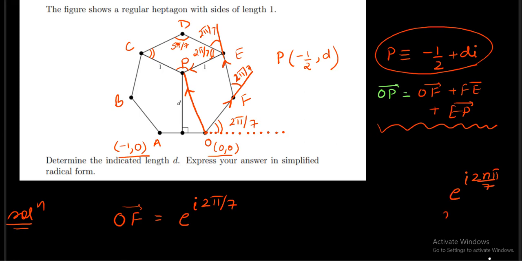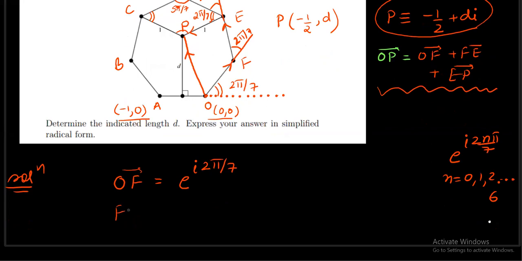ये होते हैं सेवेंथ रूट ऑफ यूनिटी, जहां n की वैल्यू 0, 1, 2 से लेकर आप कहां तक जाते हो? 6 तक वेरी कराते हो, राइट? सो ये हमारे सेवेंथ रूट्स ऑफ यूनिटी हैं, और OF vector I am getting as a seventh root of unity. Well, I am right now more interested in calculating the FE vector. So I am concentrating on FE vector now.